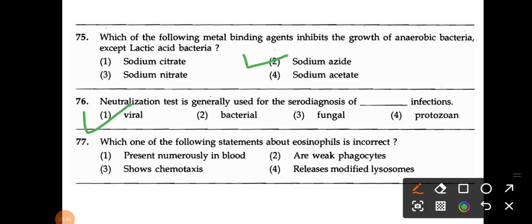Then 77, which one of the following statement about eosinophils is incorrect, right? What they are asking? Incorrect. So present numerously in blood, are weak phagocytes, shows chemotaxis, release modified lysosomes. So what is the correct answer here? That is the present numerously in blood, right? Why? Because your eosinophils are not present numerously in blood. What are the cells that are numerously present in your blood? These are your RBC.